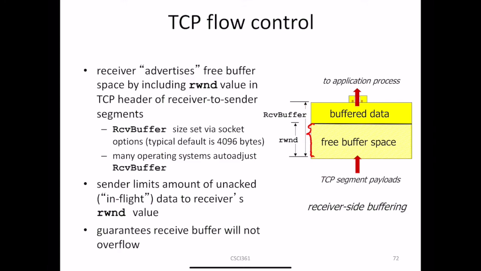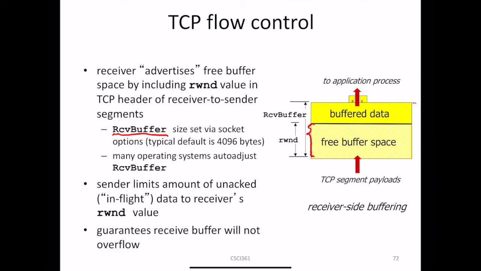An RWND value is in the TCP header of receiver-to-sender segments. It is defined by the receiver buffer. The size of this receiver buffer is set through the socket options. Usually, it is set to 4096 bytes by default, and many operating systems can auto-adjust the size of this receiver buffer.